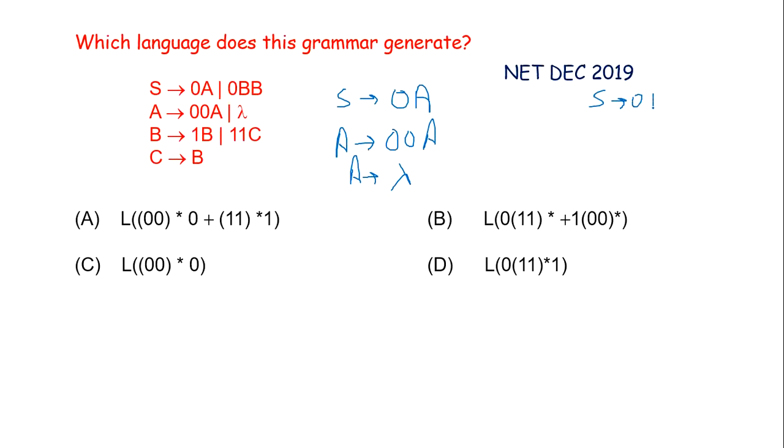Next we will write all productions that do not involve A. So it will be S gives 0BB. Then it will be B gives 1B. Next will be B gives 11C. And last will be C gives B, right?